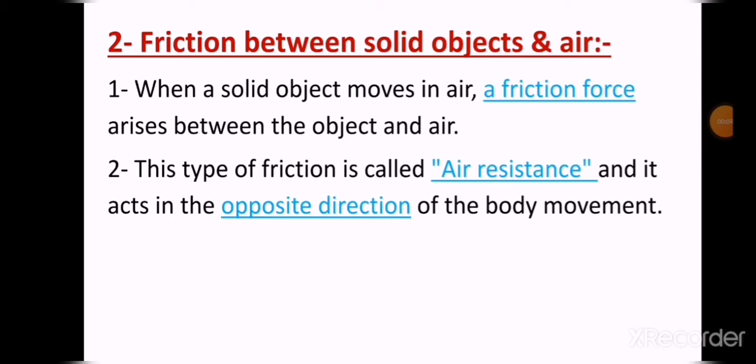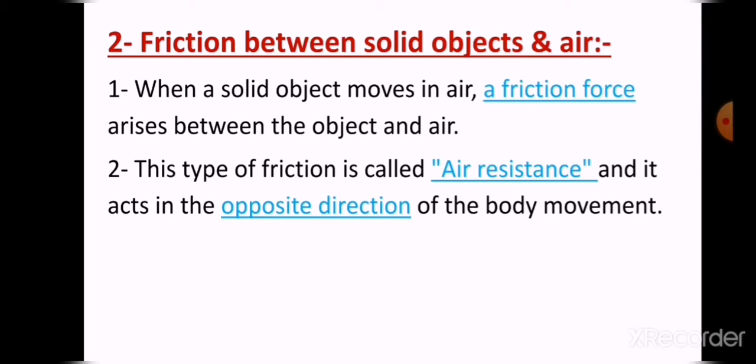Let's complete lesson 1, which is called friction. In the last video, we talked about the friction between solid objects. And you know that there are three types of friction. Number 1, friction between solid objects, friction between solid objects and air, and friction between solid objects and water. Now we will talk about the friction between solid objects and air.